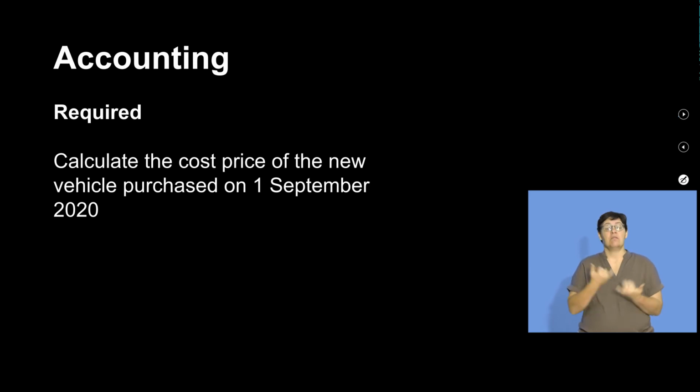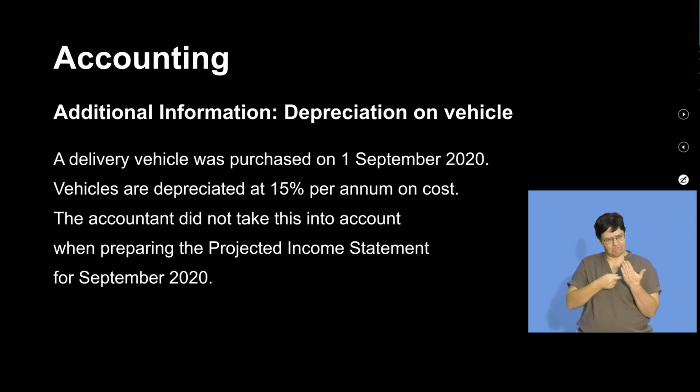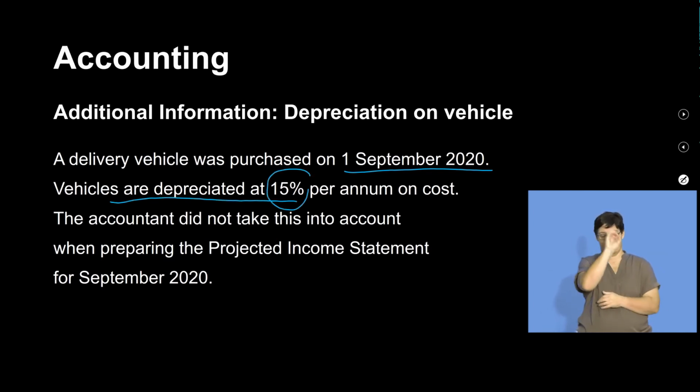You are required to calculate the cost price of the new vehicle that was purchased in September 2020. Let's look at the information that we have. We are told a delivery vehicle was purchased on the 1st of September 2020. Vehicles are depreciated by 15% per annum on cost. The accountant did not take this into account when preparing the projected income statement for September 2020.